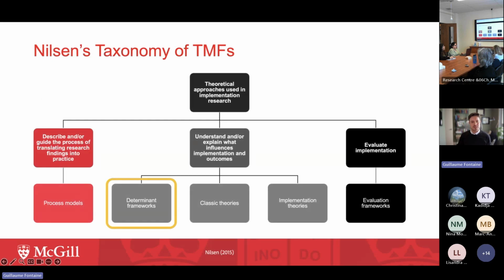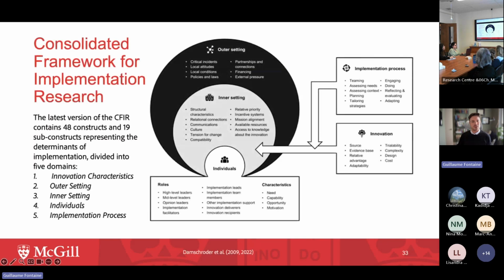Some other examples, if you look at the field of the determinant frameworks, so those frameworks that are meant to assess barriers to care and to implementation of a new intervention, the most widely used framework in implementation science today is the Consolidated Framework for Implementation Research. It includes many, many different constructs and levels. Basically, it says that if you want to put into practice a new intervention or new practice, you have to look at barriers at 5 different levels: the innovation itself, the practice; the outer setting, so the broader healthcare system and policy context; the inner setting, so the clinical context; individuals, so providers and patients; and the implementation process. So this framework is widely used today.